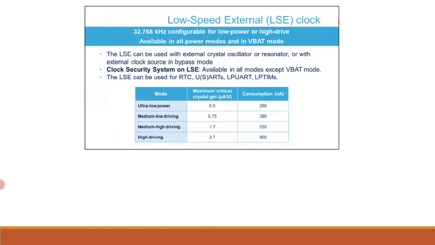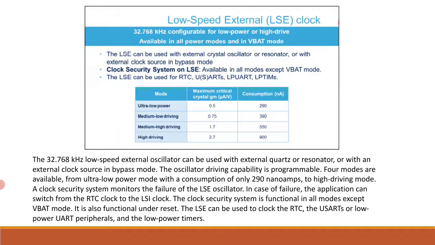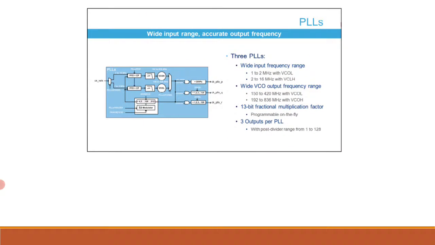So whereas we have phase-locked loops, we'll get onto that. PLLs, in short we can say, embedded in STM32H7 devices provide a flexible way to generate the required frequency for the system or peripheral clocks. They offer a wide input frequency range from 1 to 16 MHz.